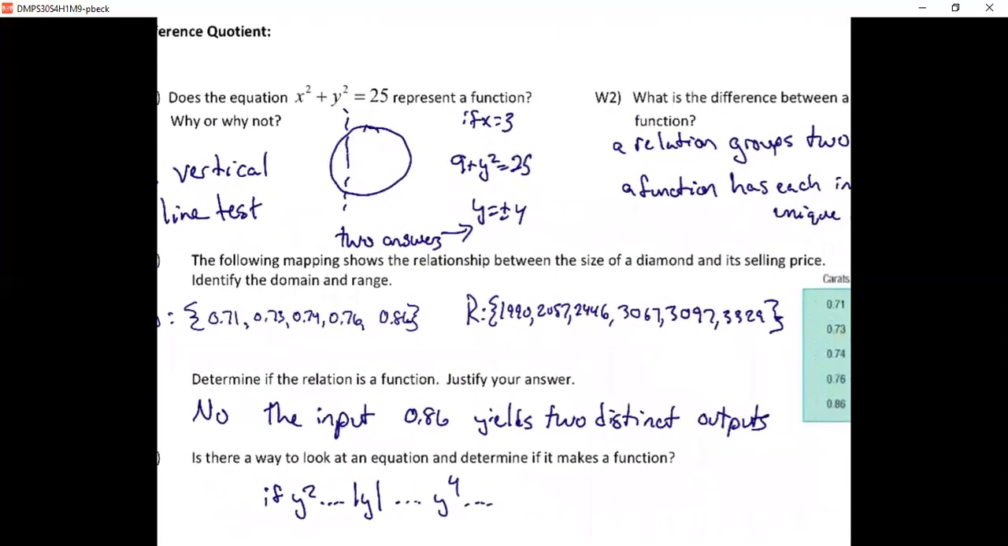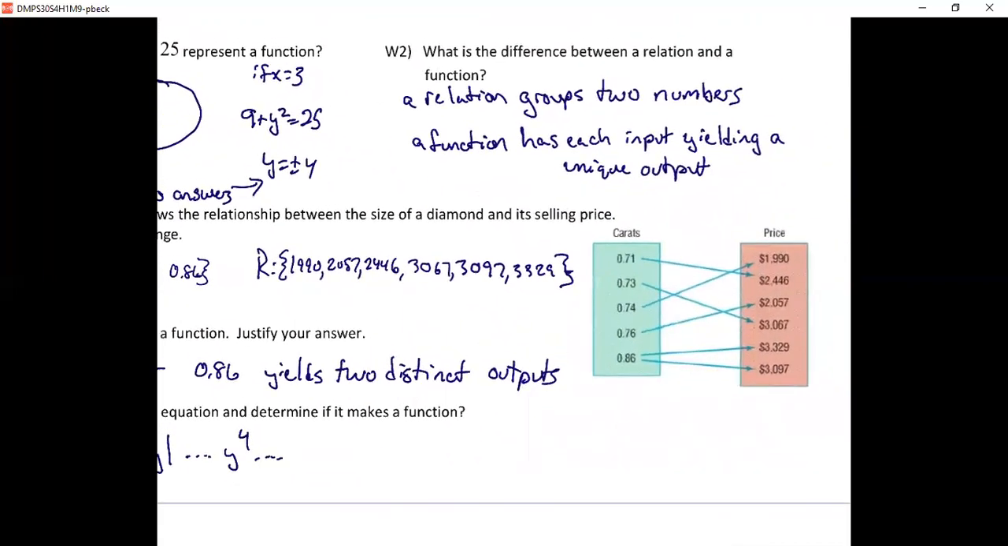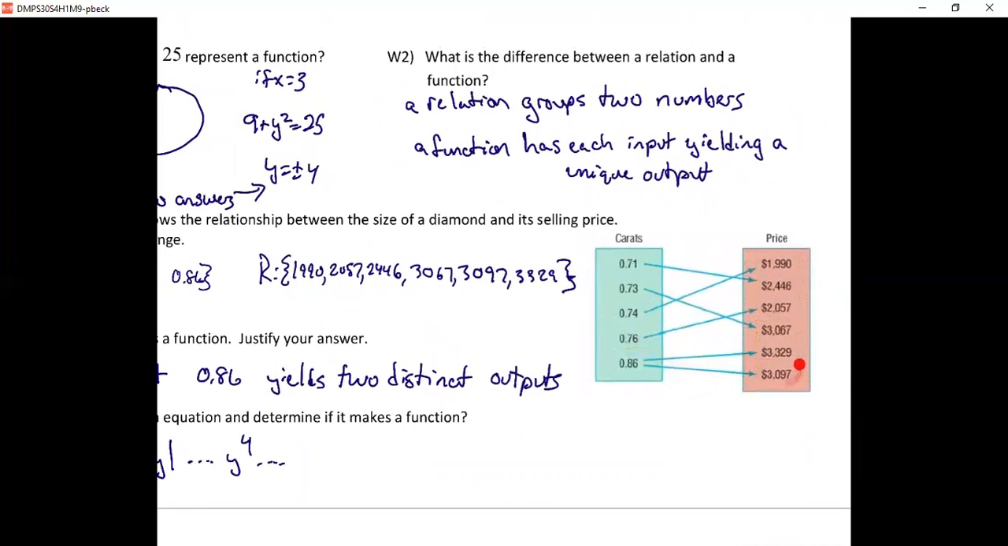Domain and range, most students tend to do really well with this. Domain are going to be your input values, range are going to be your output values. If you notice, I put these in numerical order, which is kind of common practice. Is the relation a function? The issue that we're having here is this input of 0.86 gets mapped to two different outputs, which means it's not a function because this input should only have one distinct output.